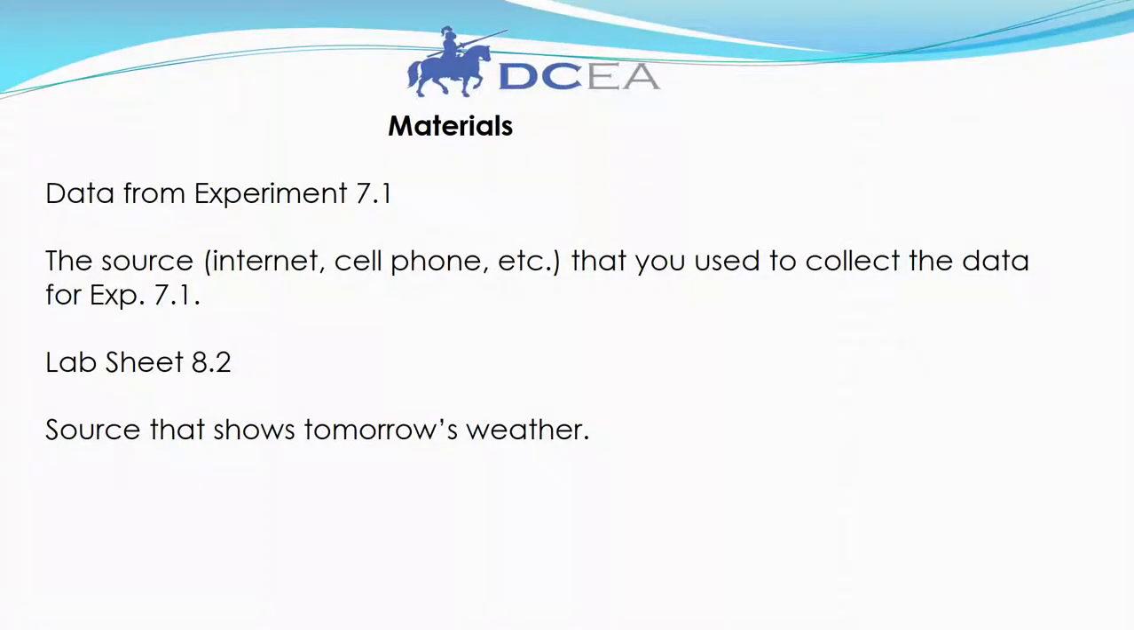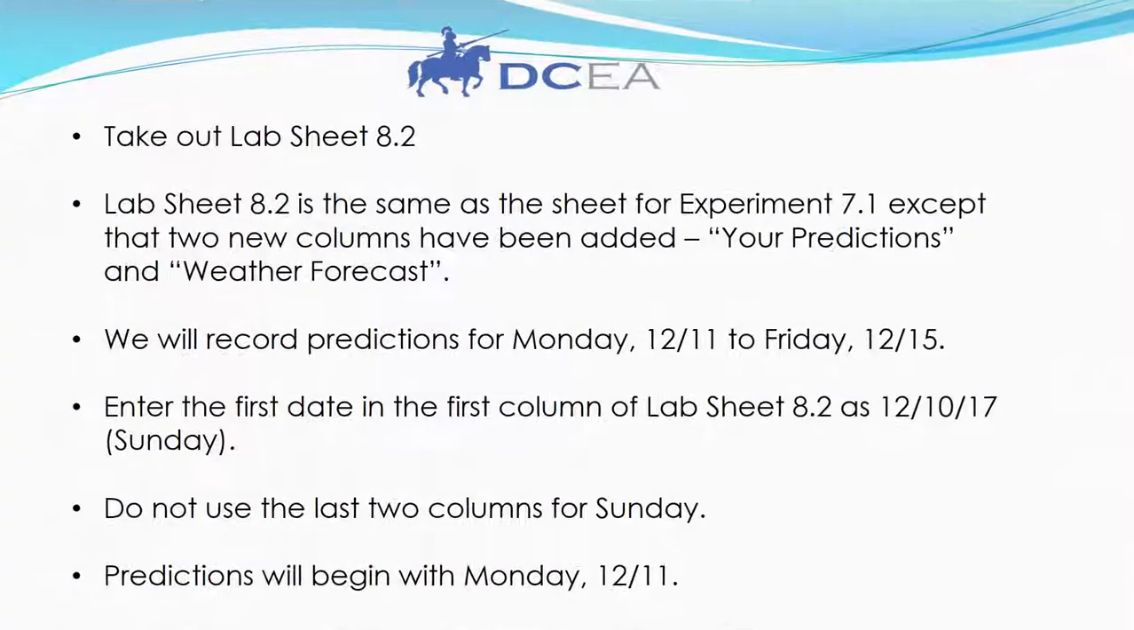So you'll need your data from Experiment 7.1 in front of you. You'll need your source, whatever you used to collect your data, the internet, your cell phone, or your iPad, whatever you used for Experiment 7.1. You'll need your new lab sheet 8.2, and you're going to need a source that shows tomorrow's weather. That can be the same source you had before or another source, as long as it forecasts tomorrow's weather.